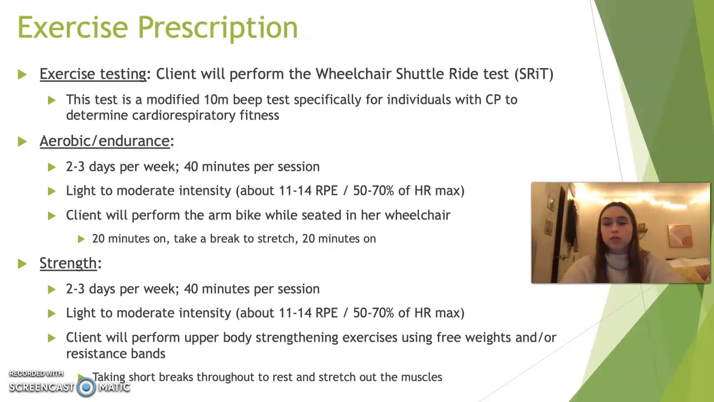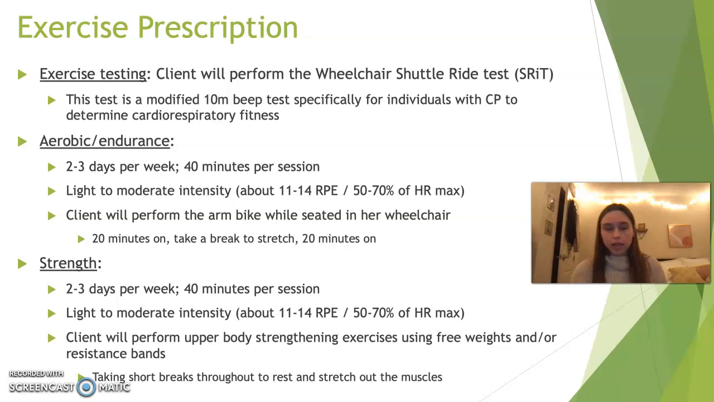For endurance and aerobic training, I would do 2 to 3 days per week. I would start her at only 2 to 3 days because she's very sedentary to begin with, so we need to ease into it, and about 40 minutes per session. I would do a light to moderate intensity, so about 11 to 14 on the RPE scale, and 50 to 70% of her heart rate max. The client will perform the arm bike while seated in her wheelchair. Since she is unable to use her legs, the arm bike will be the most appropriate to use. She will do 20 minutes on, and then take a break, maybe around 10 minutes to stretch, and then 20 minutes back on.